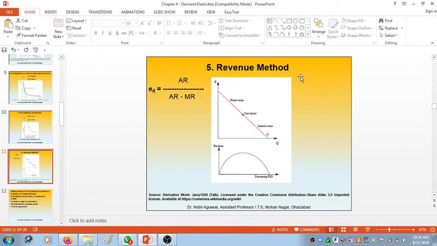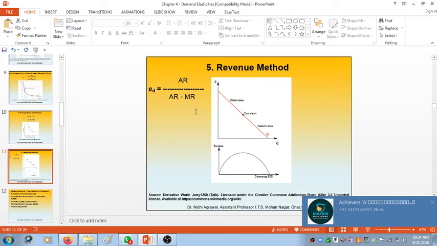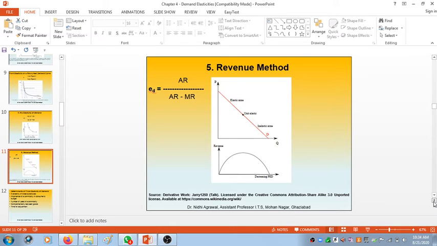The last method is the revenue method. For this revenue method, price elasticity of demand equals AR divided by (AR minus MR), where AR is average revenue and MR is marginal revenue. Actually, this is the revenue concept that we will study in market structure, right? So for your common understanding, I just want to tell you, average revenue in the ordinary sense is actually price, right? Marginal revenue means the change in total revenue with respect to a per unit change in quantity sold.